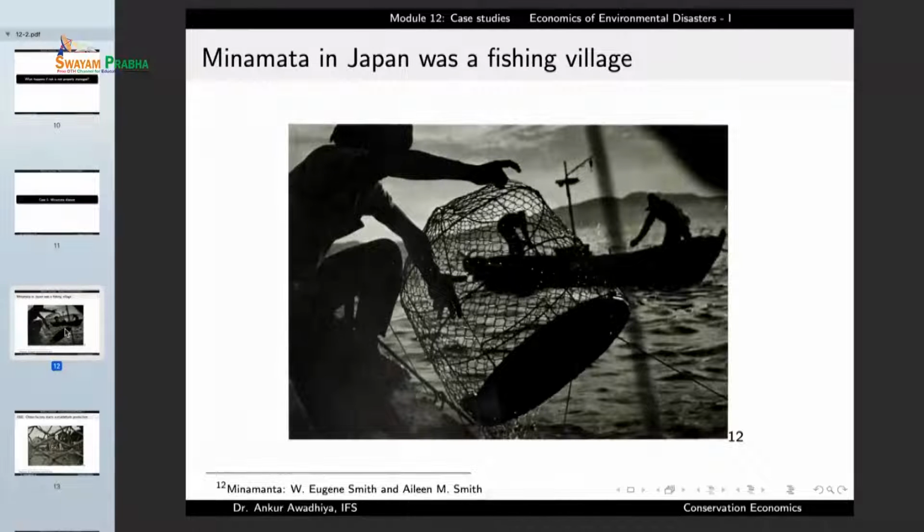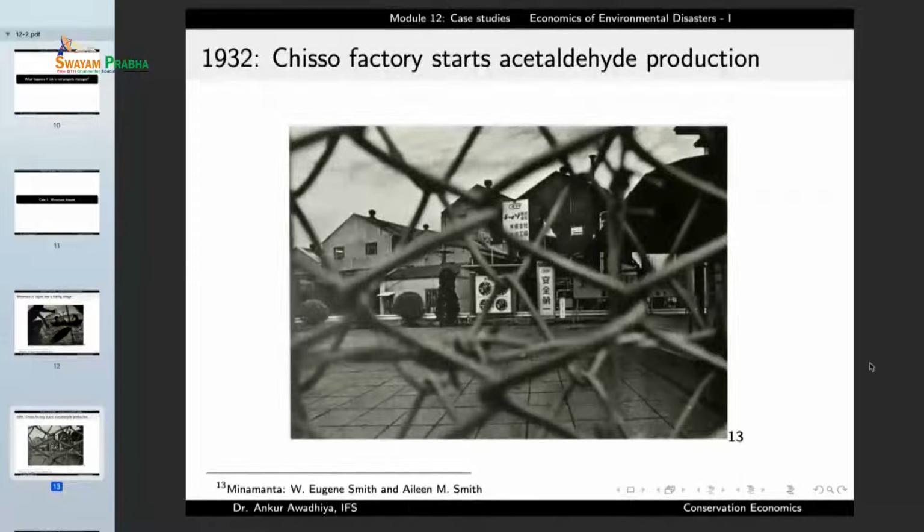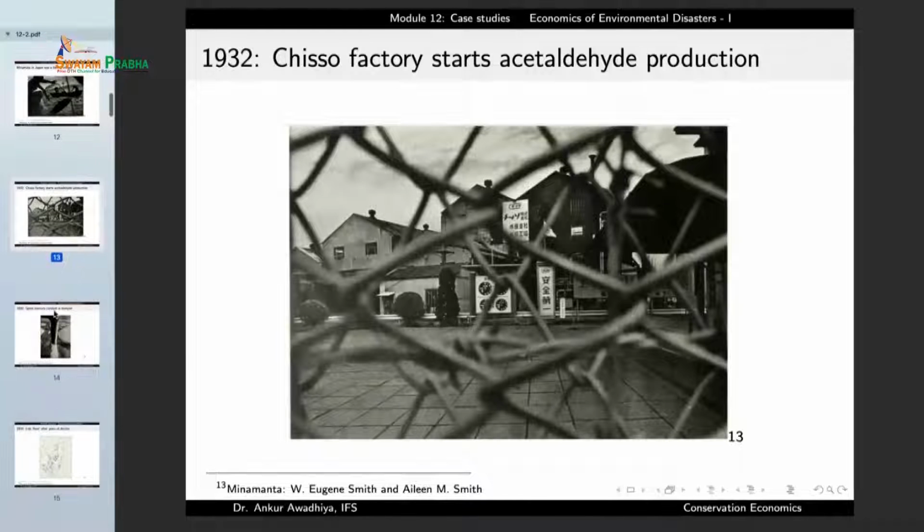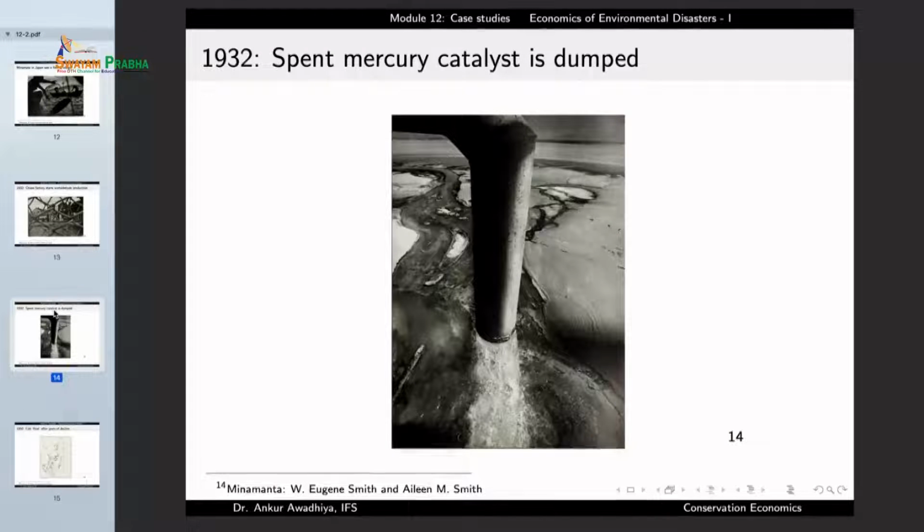Now, the Minamata disease originates from a village that is known as Minamata in Japan. And this village was traditionally a fishing village. So it was full of fishermen whose main source of livelihood was fishing in the nearby sea. Now, in the year 1932, a local industry by the name of Chisso factory begins the production of acetaldehyde, and it uses a compound of mercury as a catalyst for the reaction.